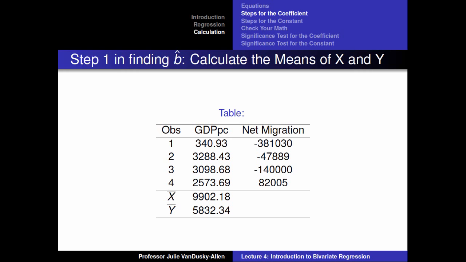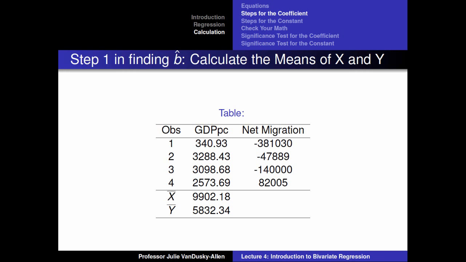I gathered data on GDP per capita and net migration for 178 countries in the world in 2010. I'm going to calculate a bivariate regression for this data, but I'm only going to show you the first 4 observations in the slide because I can't put all of the observations on the slide.